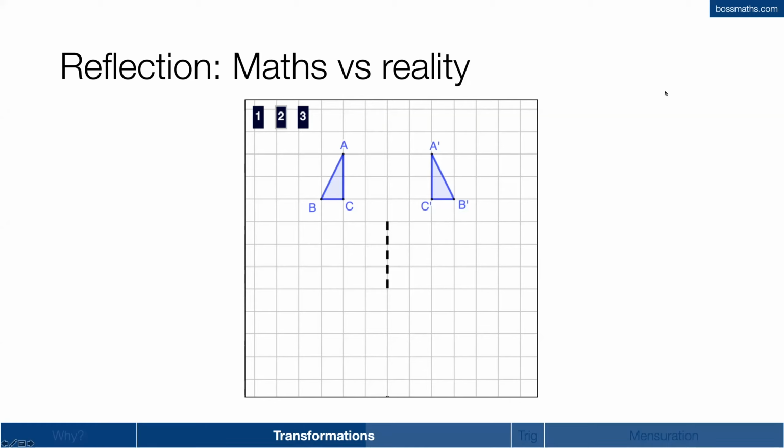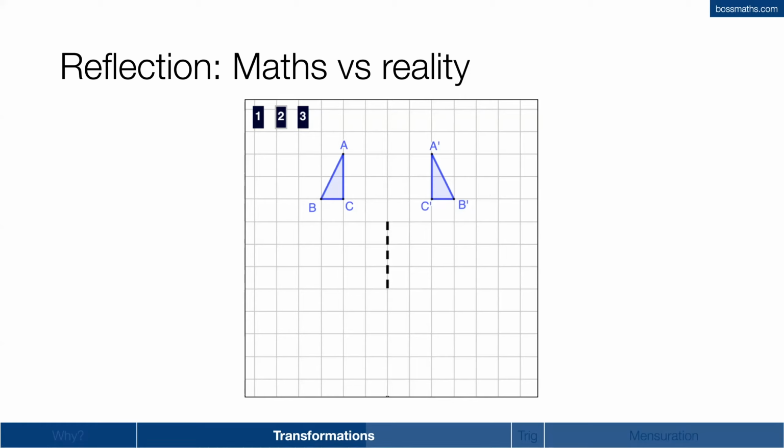Now, I'm going to say that actually we can't reflect this object in this mirror, at least not mathematically, because when we do reflection, we need to look at perpendicular distances. So we pick a point on the object and see how far it is away from the mirror in a perpendicular direction. And there is no mirror here, so we can't do this reflection. So mathematically, we can't do that.